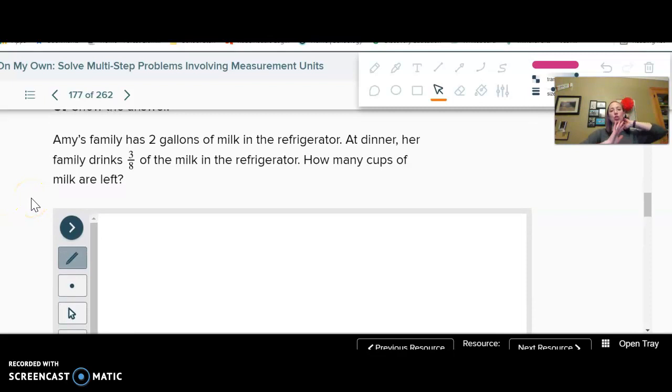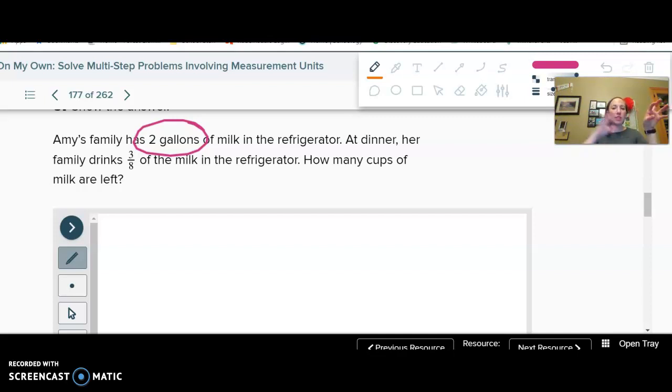Okay, this one I want to show you because we haven't done a lot with fractions, but I think you'll be able to get it if you just sort of follow along. So, Amy's family has 2 gallons of milk in the refrigerator. At dinner, her family drinks 3/8 of the milk in the refrigerator. How many cups of milk are left?